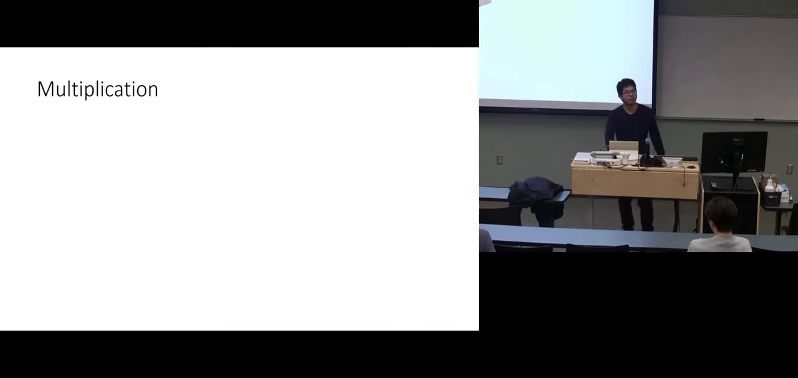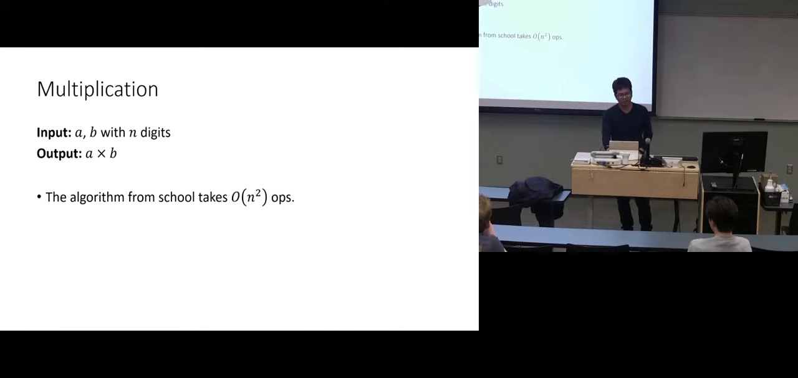Multiplication, everyone knows what it is. Let's say the problem is you have 2 numbers, A and B. Let's say they are long numbers, not just 2 digits. They have n digits, and you want to multiply them. We all learned how to do this in grade school. It will take you an n squared operation.